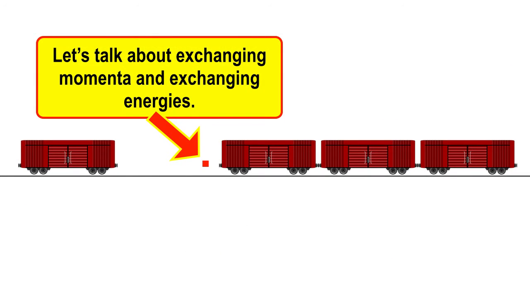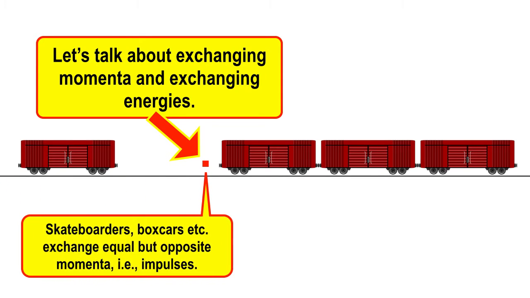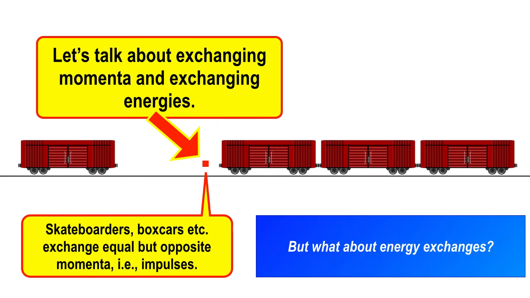Anyways, let's keep going. We were talking about this idea of exchanging momentum and the idea of exchanging energies. I want to talk about that today. So, for instance, the boxcars exchange equal but opposite momenta, i.e. impulses, when they interact. When those two sets of boxcars latch together, there's a leftward acceleration on boxcar number one, so it slows down. There's a rightward acceleration on the set of three boxcars, so they start moving. So there's an exchange of momenta, and those momenta exchanges are equal. So it's logical to ask, if that's the way things work for momenta, what about energy exchanges? That's our main topic for today.